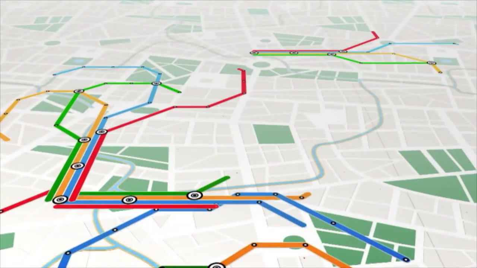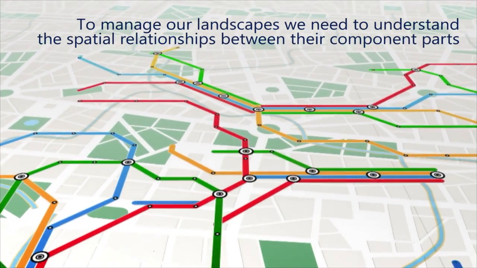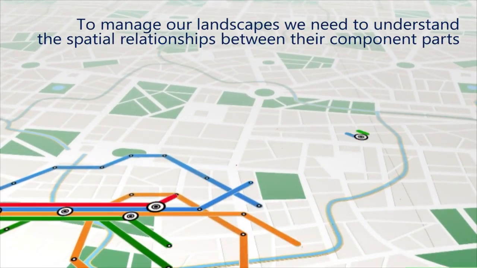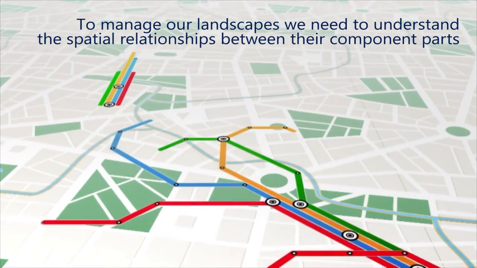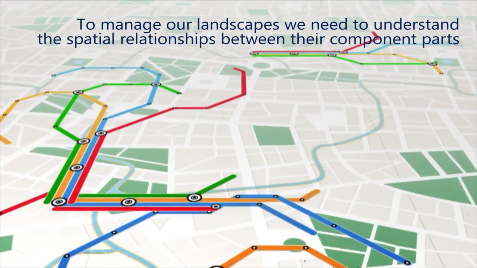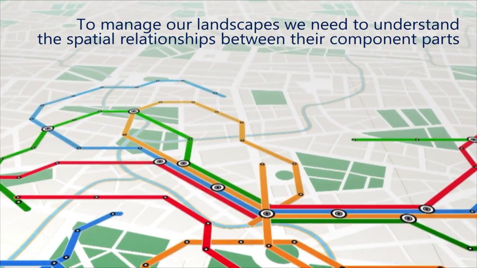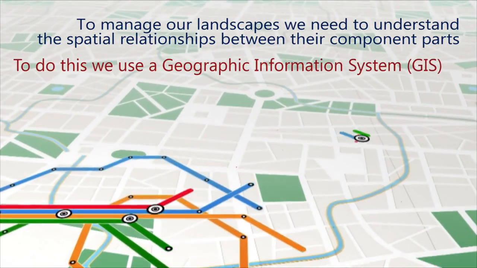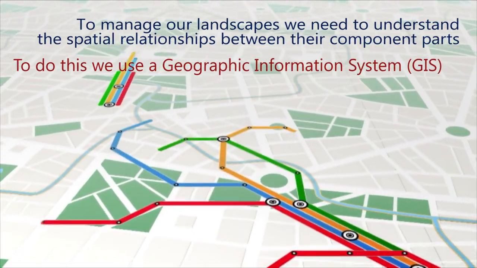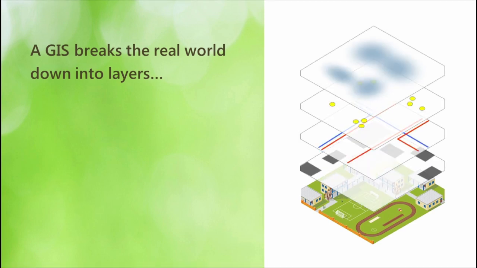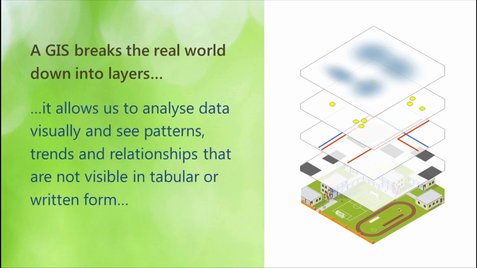So to understand our landscapes, how they work, and perhaps most importantly, how we should manage them, we need a way to visualize and explore the spatial relationships between their different component parts, and in so doing, generate the geographic information, the evidence, that we need. The way we do this is to use a tool called a Geographic Information System, or GIS. A GIS allows us to break the real world down into layers. And having done this, it then allows us to analyse data visually and see patterns, trends and relationships that are not easily recognisable in a table or written as words.